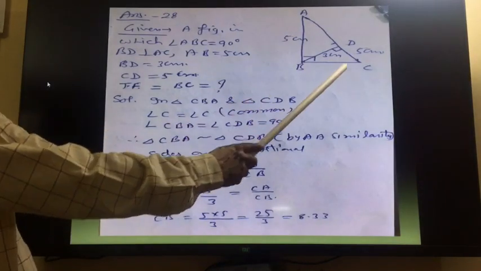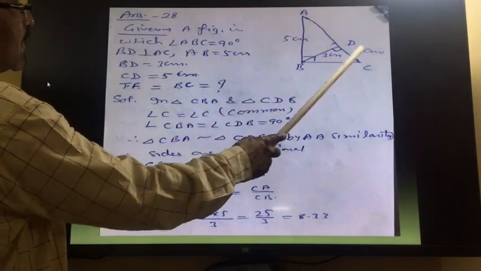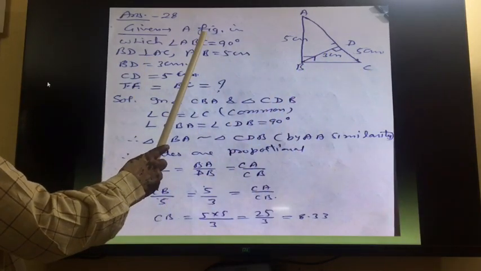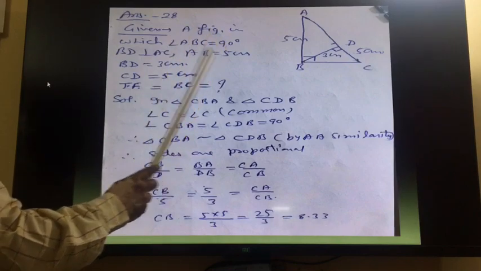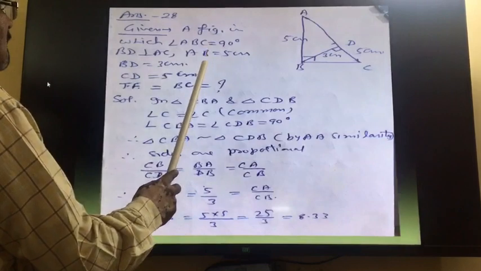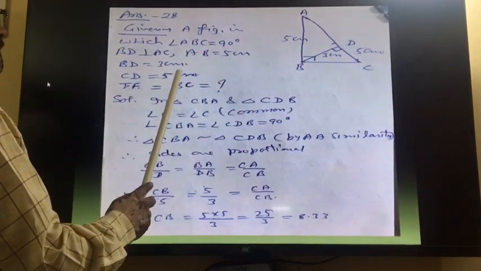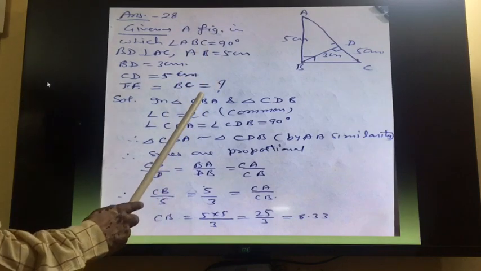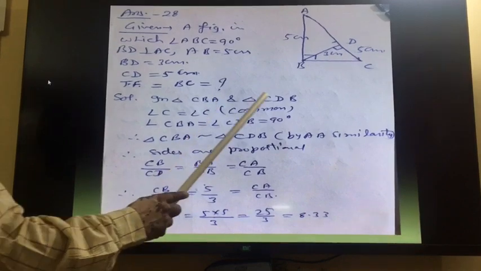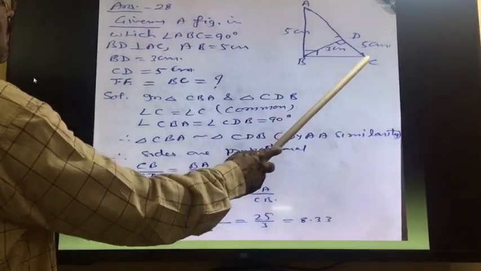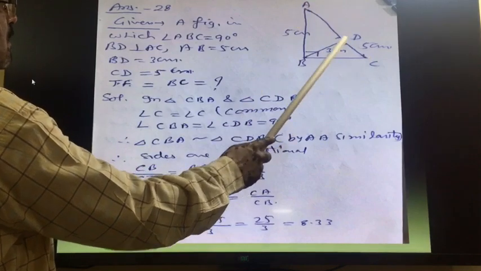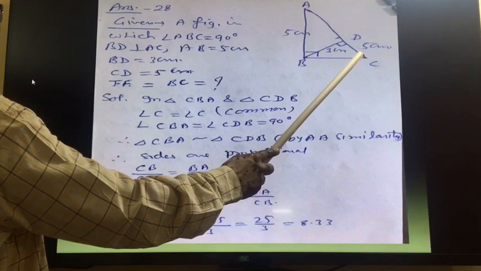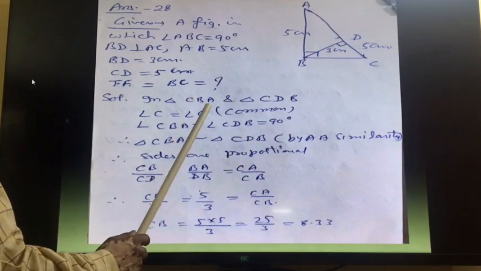So this is the diagram. In this case, this is 5, this is 5, this line is 3. We have to find the value of BC. Given once again, a figure in which angle ABC is equal to 90 degrees, BD is perpendicular to AC, AB is equal to 5, BD is equal to 3 and CD is equal to 5. We have to find the value of BC. For this we will take triangles CBA and CDB, both starting from C. So the angle will be common in CBA and CDB.